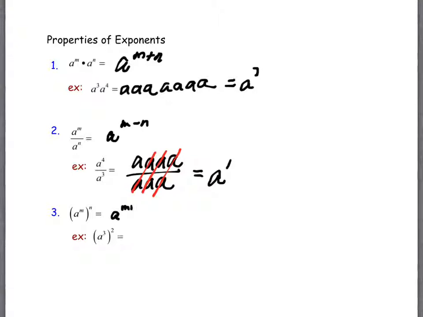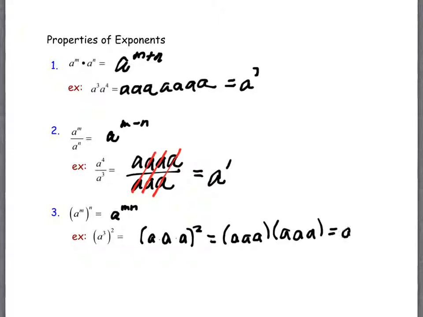Right, Hannah, yes, a to the m times n, so we can multiply the exponents. And I want to show you again why that is. The part that's in parentheses, a cubed, is the same as a times a times a, right? Everybody good with that? And that is squared, and squared means multiplied by itself. So that's equivalent to having 3 a's and then another 3 a's. So how many a's is that? 6. And how do you get from 2 and 3 to 6? You multiply. So that's why that property is the way that it is.